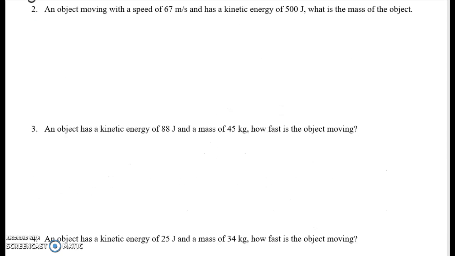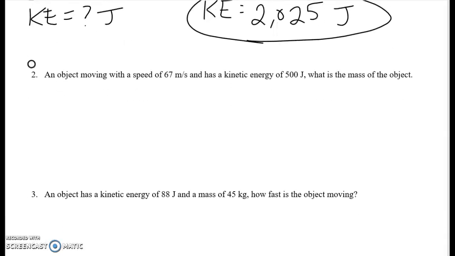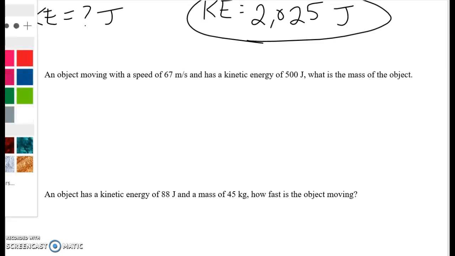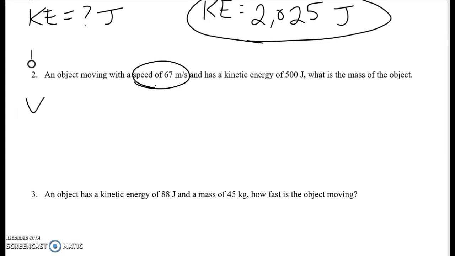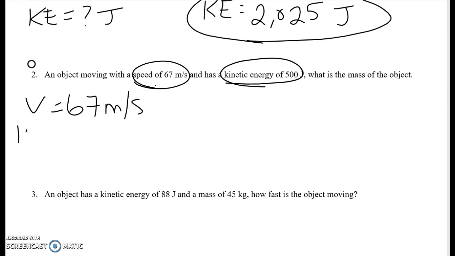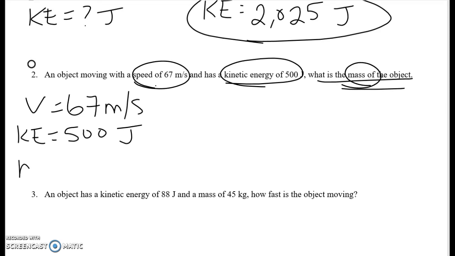Problem 2 that I'm going to show you is a little different. They give me a couple different values for kinetic energy. So an object is moving now. It has a velocity of 67 meters per second. And now they give me the kinetic energy. It's 500 joules. And it's looking for me to find the mass of the object. So this time mass is my unknown.